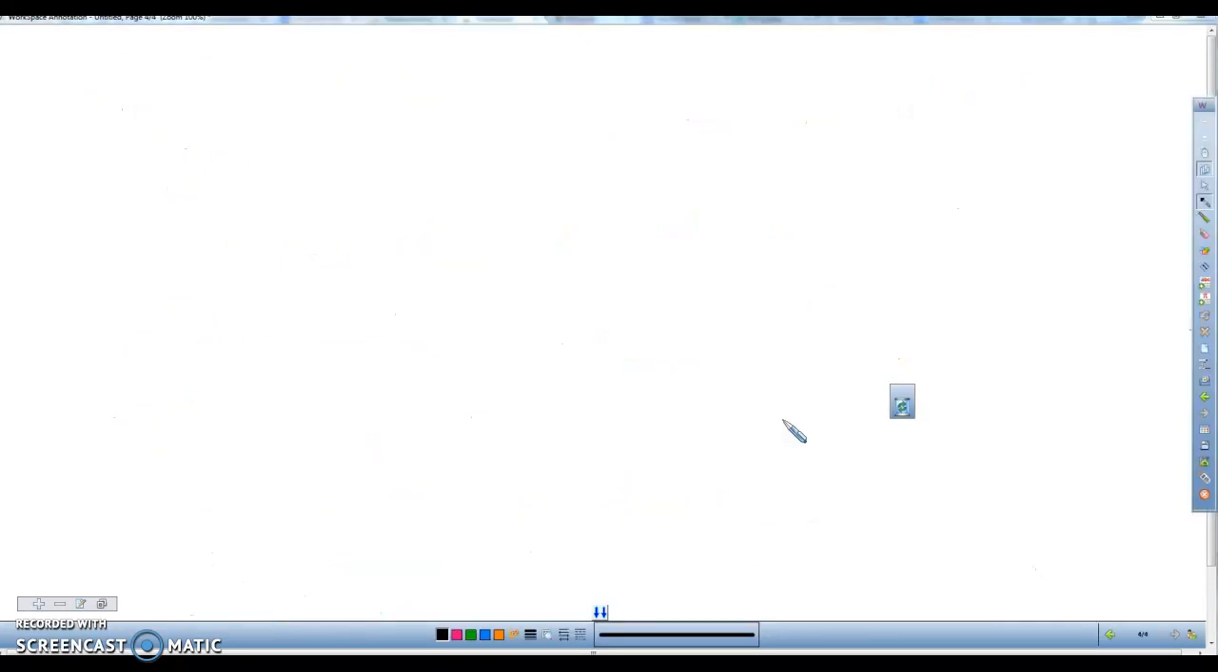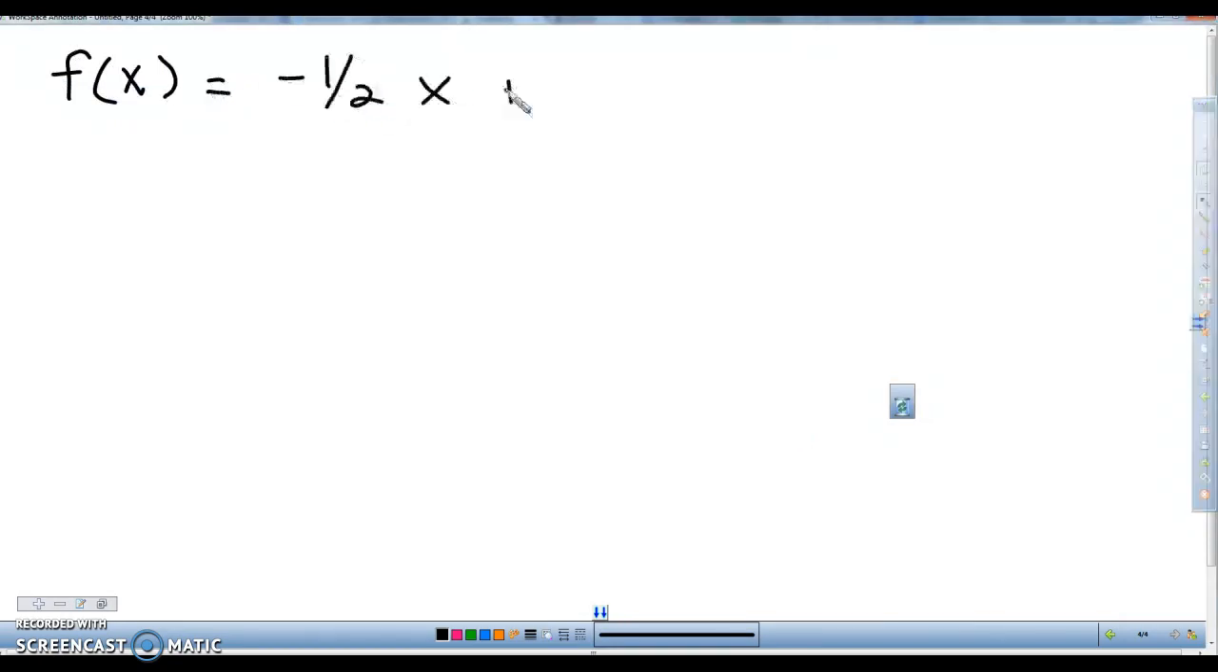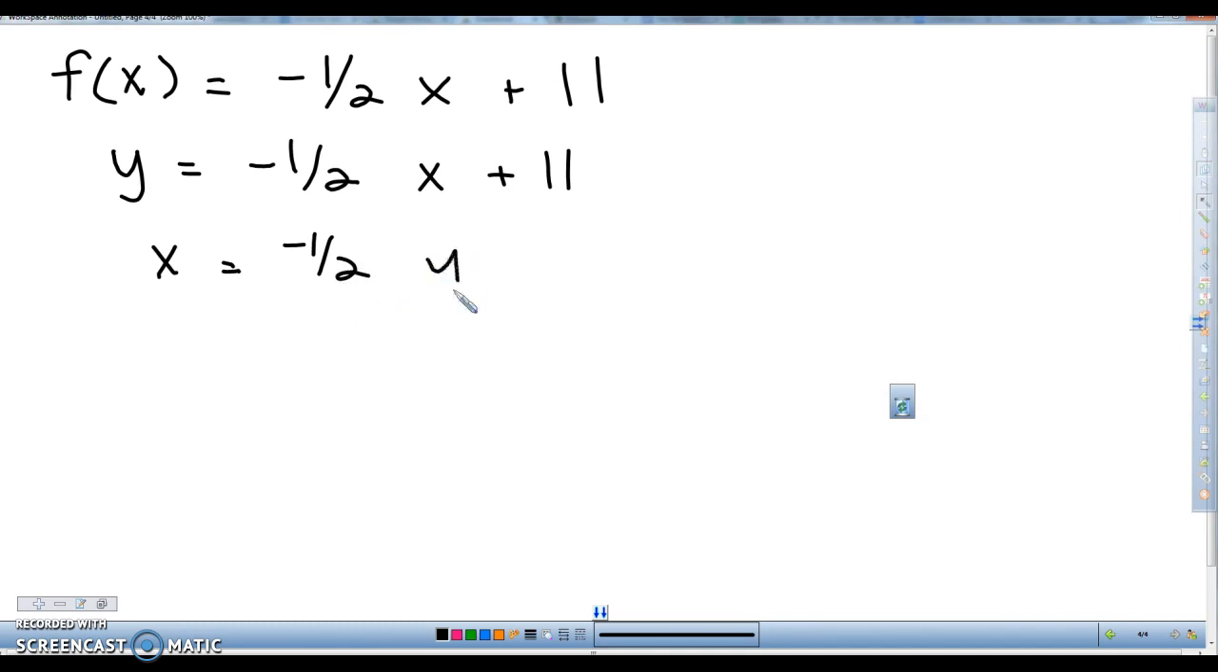So let's try another one of those together. We'll start with f of x equals negative 1/2 x plus 11. What is my first step going to be? Good, I need to change f of x to y. And once I've changed f of x to y, my second step is going to be to, good, switch the x and the y. Interchange them, if you will.